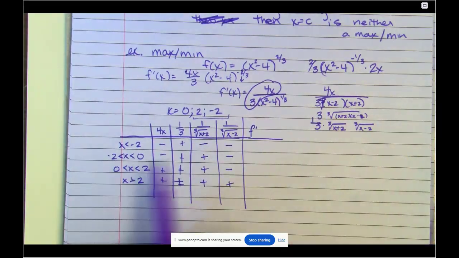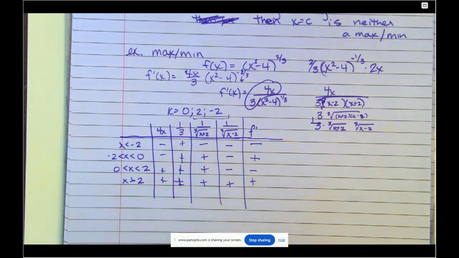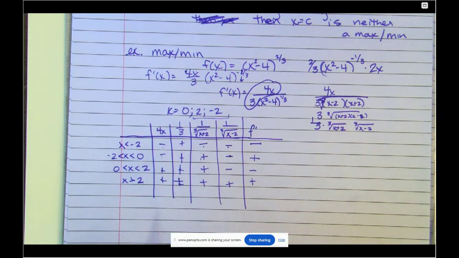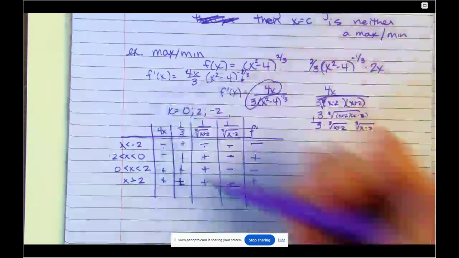Okay, so on the top, tell me what F prime is. Negative, positive, negative, positive. Why is the second one positive? Because the negatives kind of cancel. Negative times a negative times a negative times a positive. Because there's no X in this column, it's just 1/3. If you had a negative constant, like a -2, it'd be all negative.